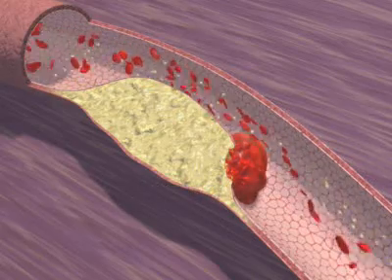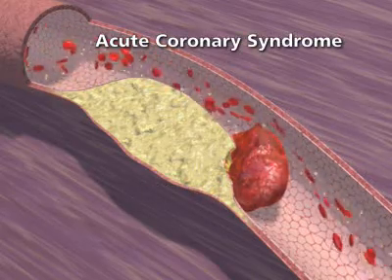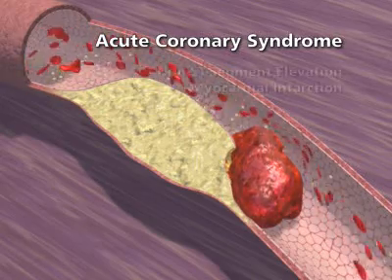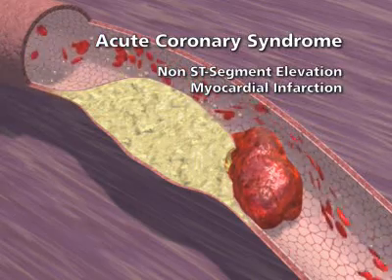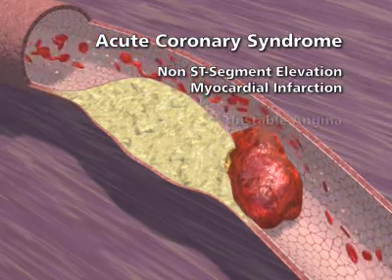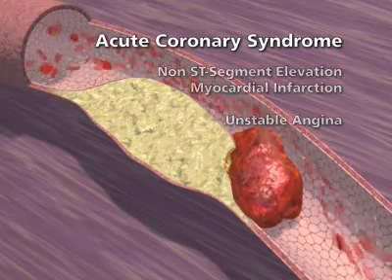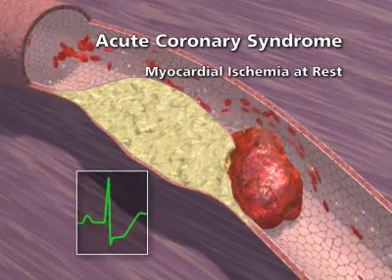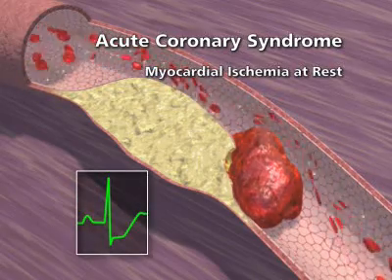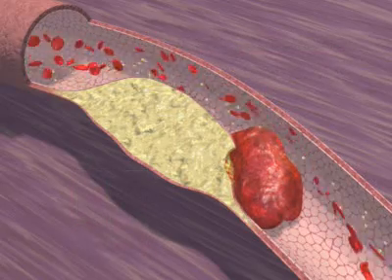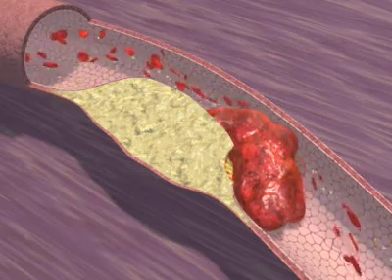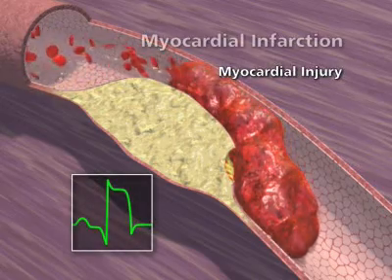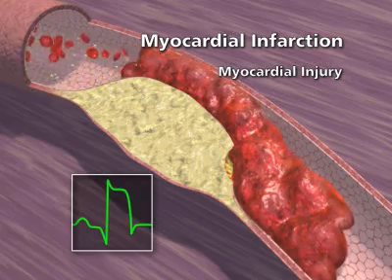When a thrombotic occlusion is subtotal, an acute coronary syndrome develops, and there are two types. The first type is known as a non-ST segment elevation myocardial infarction, and the second type is known as unstable angina. With these syndromes, the patient experiences chest pain at rest, and the electrocardiogram shows ST segment depression. In contrast, when the thrombus completely occludes the vessel, the myocardium is injured, and the syndrome of ST segment elevation myocardial infarction develops.